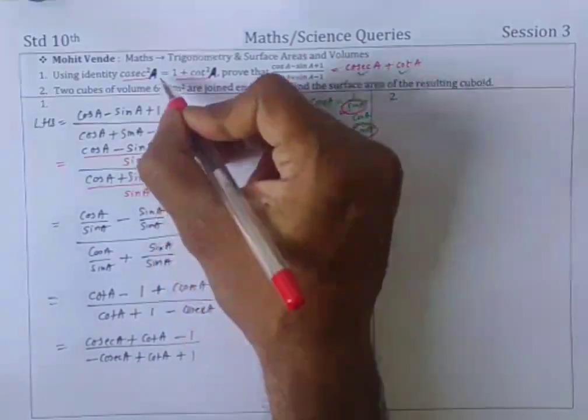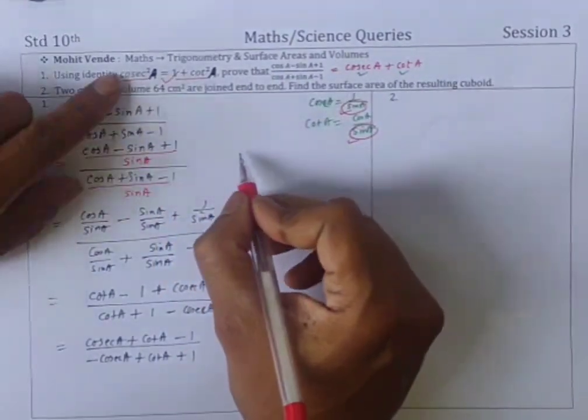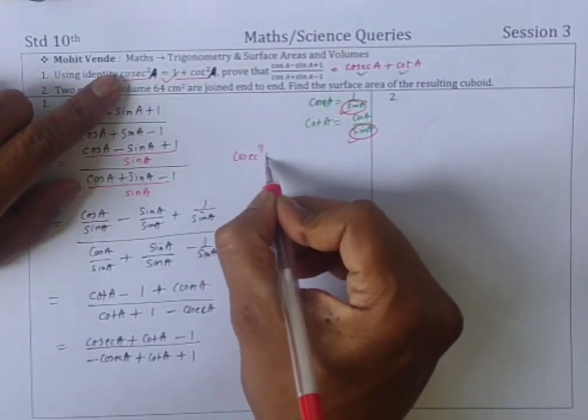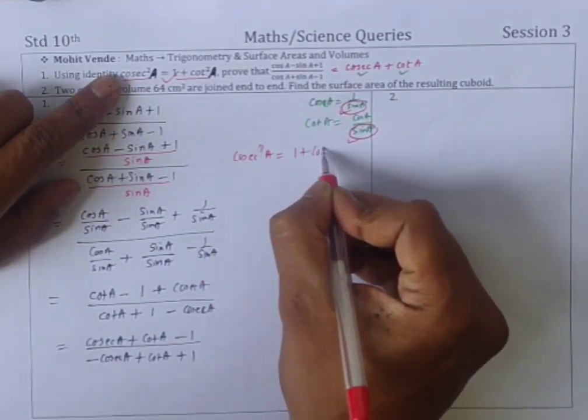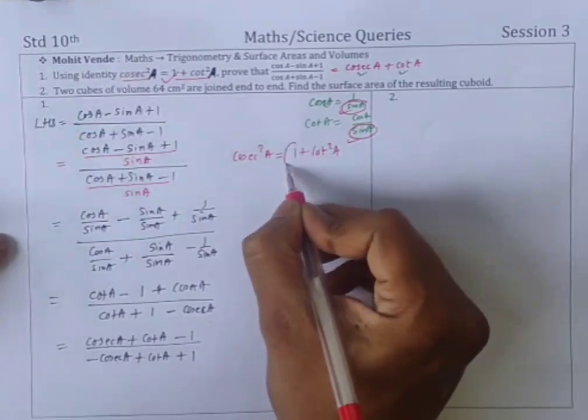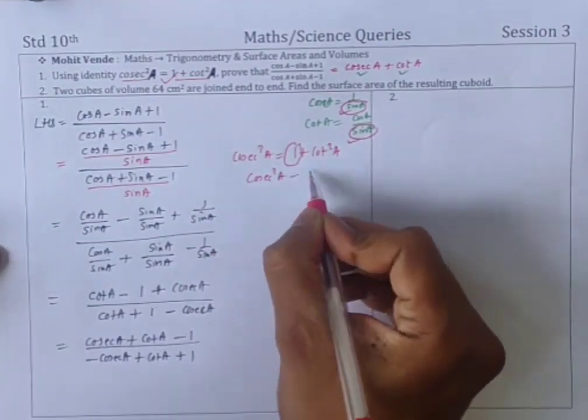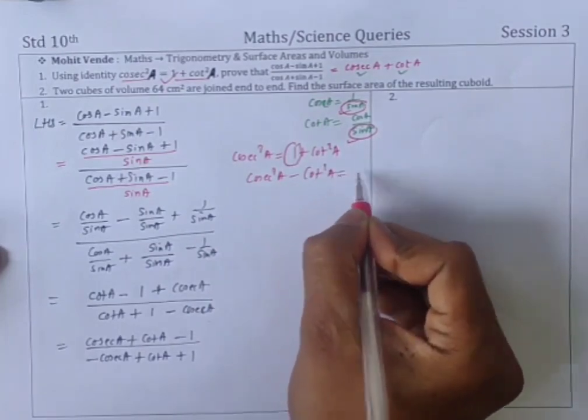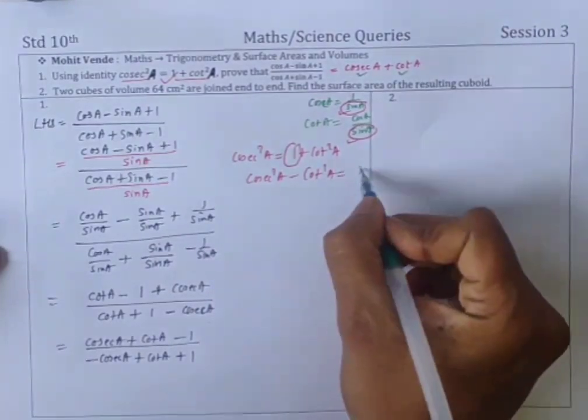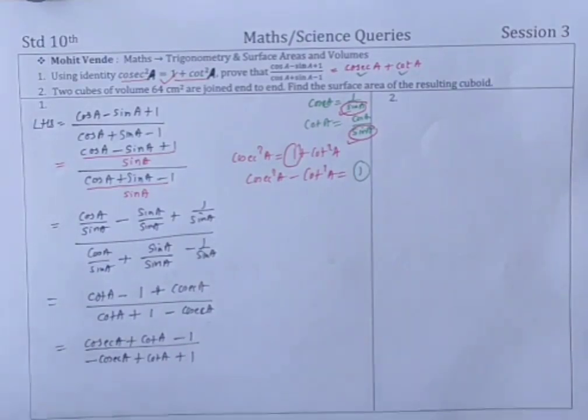Okay, now comes the use of identity. Children, cosec square A is equal to 1 plus cot square A. मुझे substitute करना है 1 के लिए. So cosec square A minus cot square A is equal to 1. कौन से 1 के लिए substitute करेंगे?